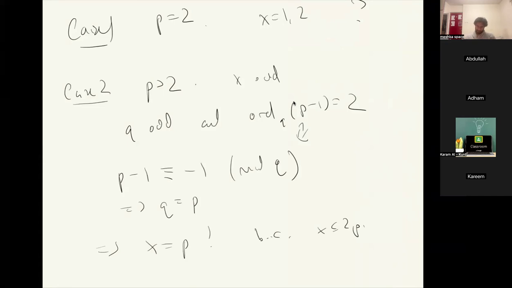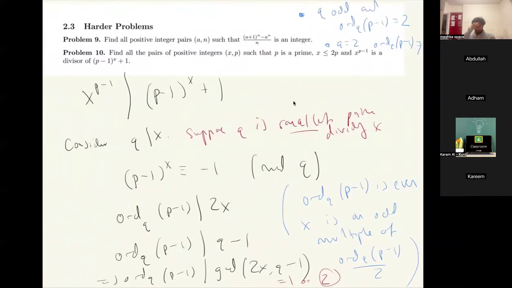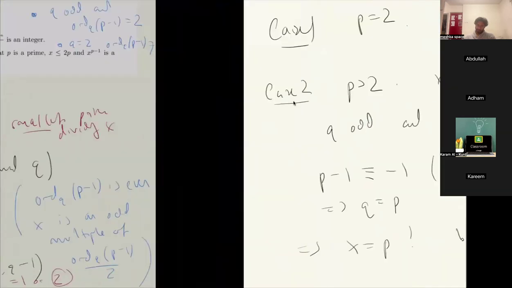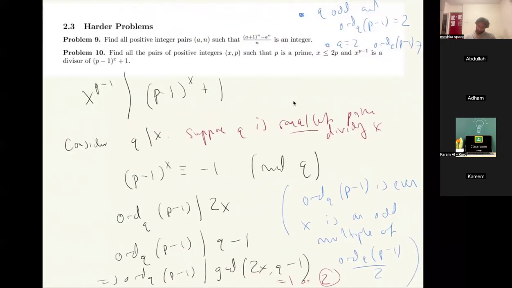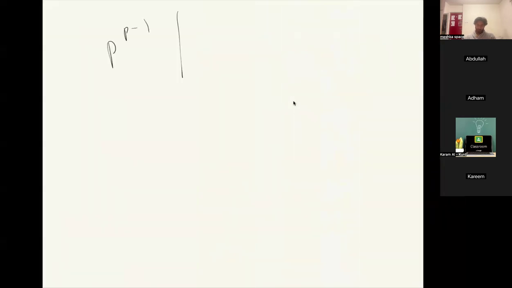Okay. So now it's actually much simpler, right? We know x equals p. Great, so we actually just eliminated one of the variables. So now what? Now we have p to the p minus 1 divides p minus 1 to the p plus 1. So we have p to the p minus 1 divides p minus 1 to the p plus 1. Okay, and this is maybe looking a little bit better.